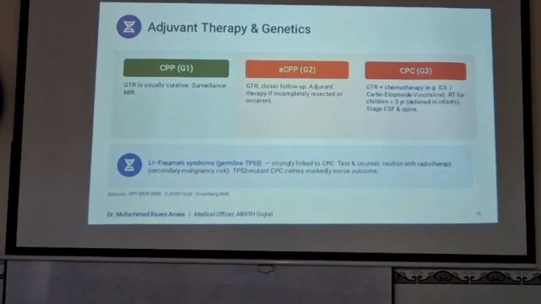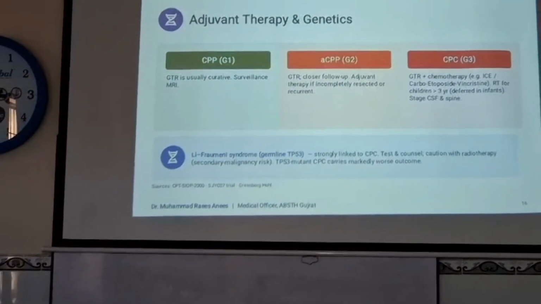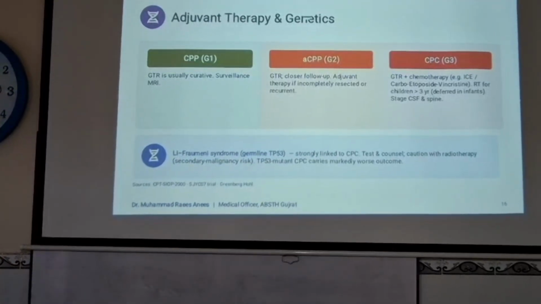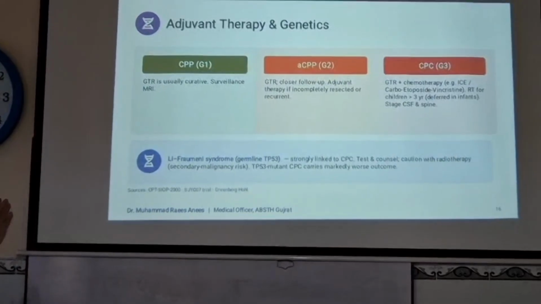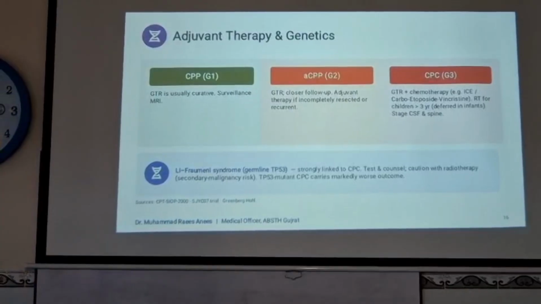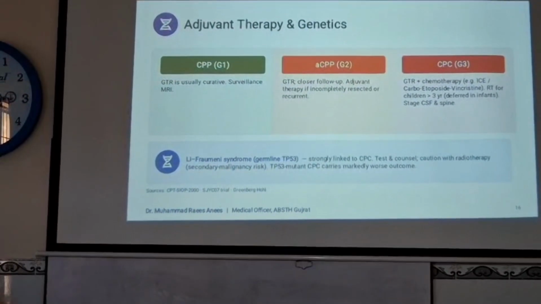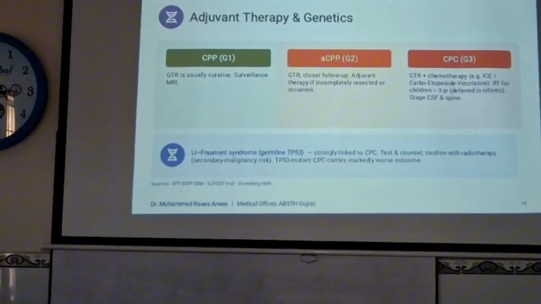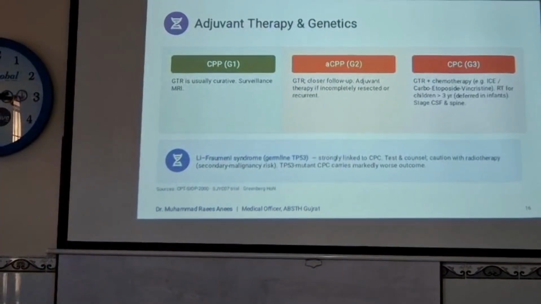Li-Fraumeni syndrome is strongly linked to choroid plexus carcinoma. In this syndrome, the tumor suppressor gene P53 is deficient. So in these cases, when we go for radiotherapy, we have to be cautious. Radiotherapy itself also carries a tumor risk, so when we give radiotherapy to patients with this syndrome, there is a higher risk of malignancy as well.